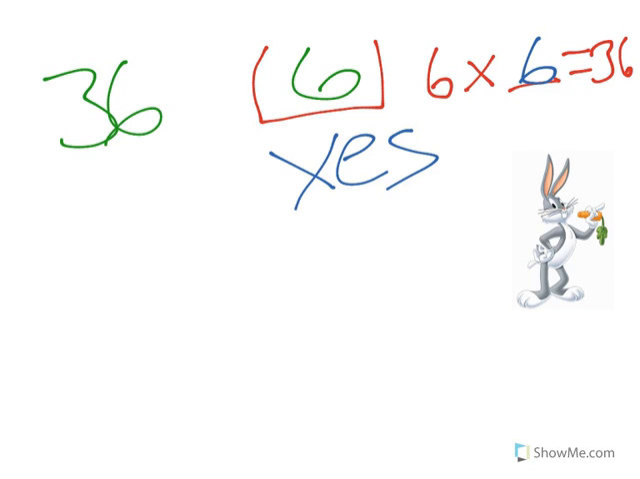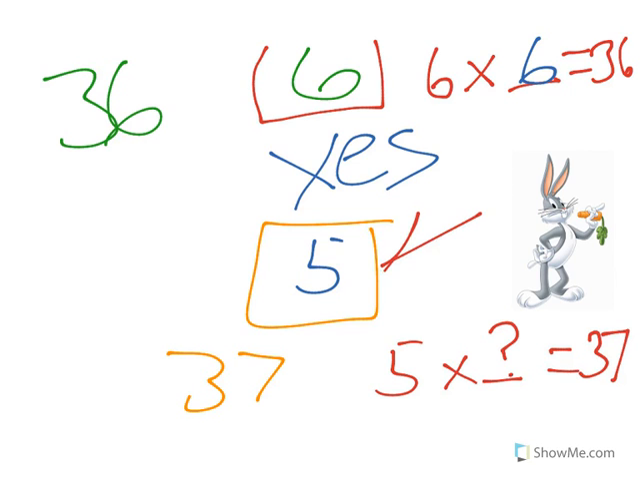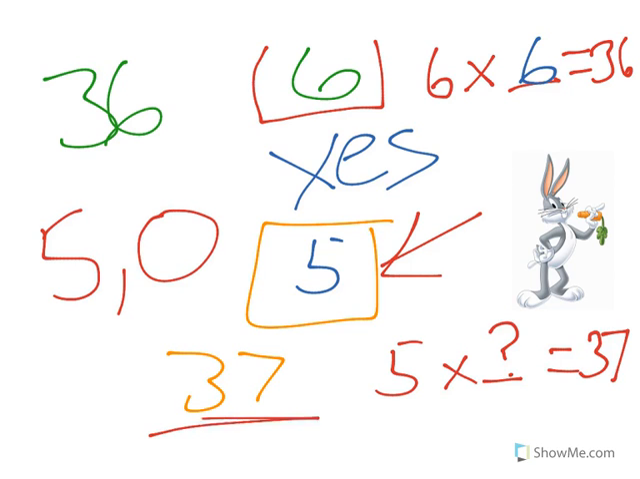Yes. What about, we're looking for factors this time of 5. And I have the number 37. So you're saying 5 times something, can it equal 37? The one thing you should know already about 5, if you multiply something by 5, it needs to end in 5 or 0. Does this number end in 5 or 0? No. So 5 is not a factor of 37.